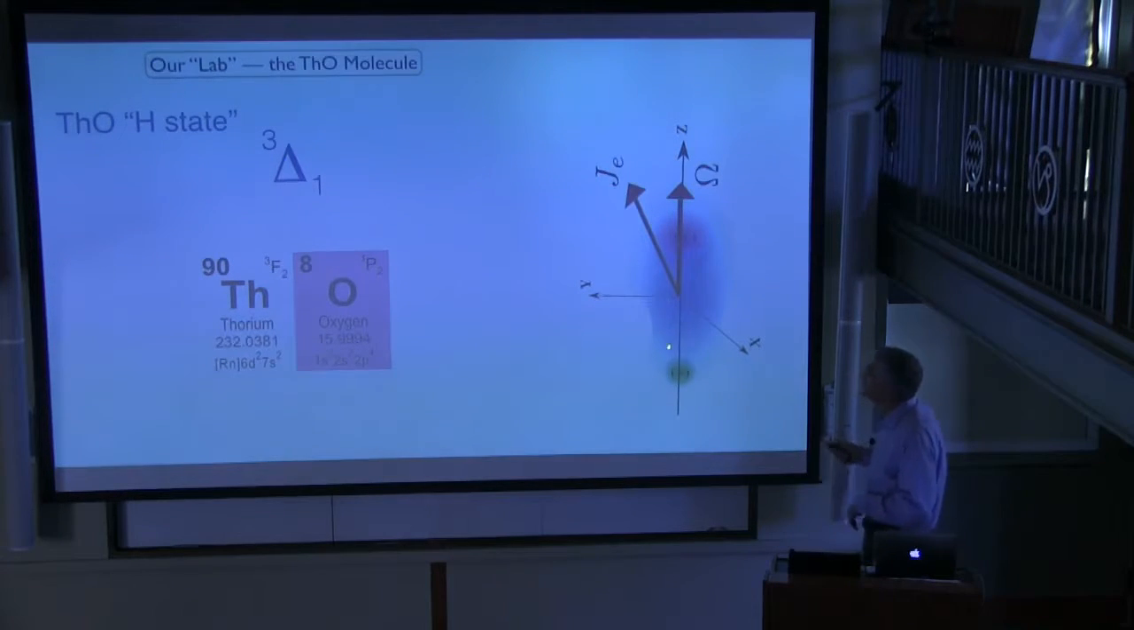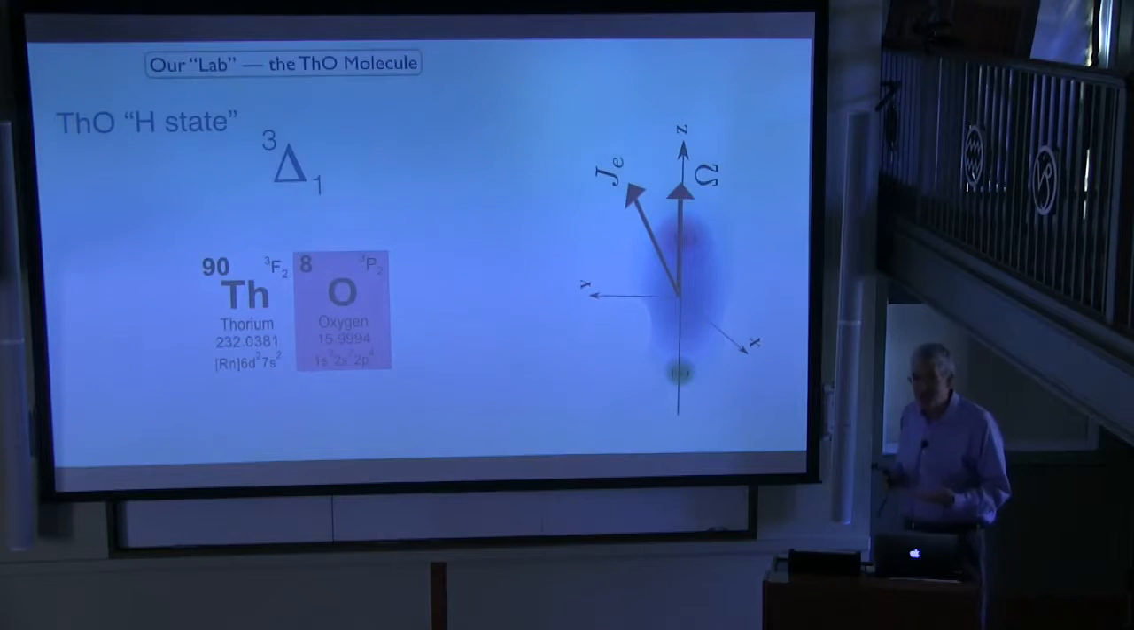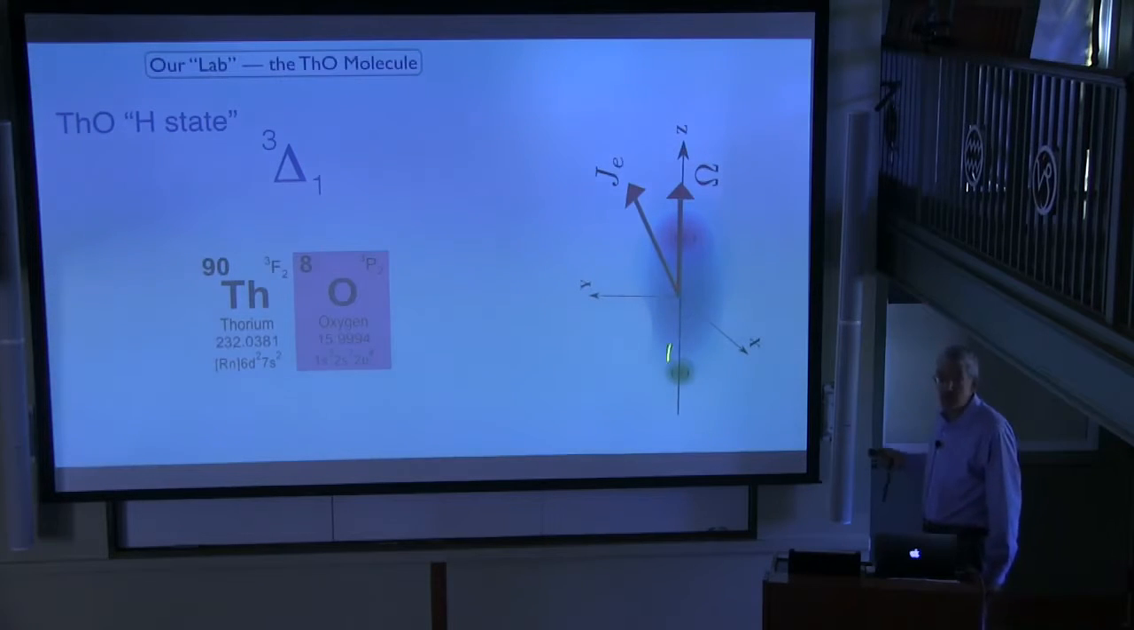It's this molecule. There it is, the artist's depiction of the molecule. The state that we're using the molecule in is the triplet delta 1 state. You may or may not know about this particular quantum number. Most atomic physicists say, oh yeah, I kind of remember that from some class. This is the projection of the angular momentum along the internuclear axis. So it's a molecule-frame angular momentum, and it's a perfectly fine quantum number.